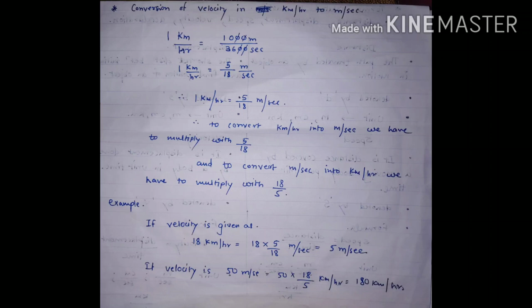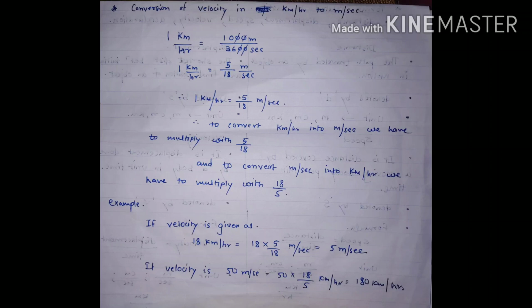So to convert kilometer per hour into meter per second, we have a value, that is 5 upon 18. How it comes is given to you in the notes: 1 kilometer per hour is equal to 5 upon 18 meter per second. Therefore to convert a value given in kilometer per hour into meter per second, we have to multiply it by 5 by 18. And if the values are given in meter per second and we have to convert them into kilometer per hour, then we have to multiply it by 18 by 5.